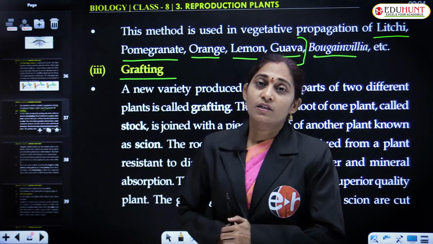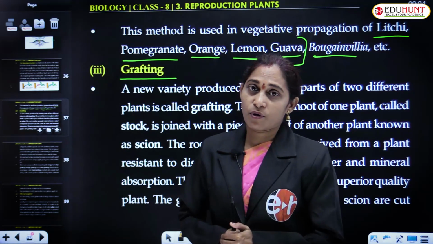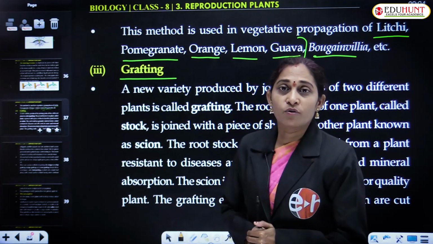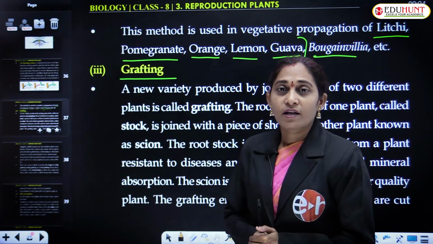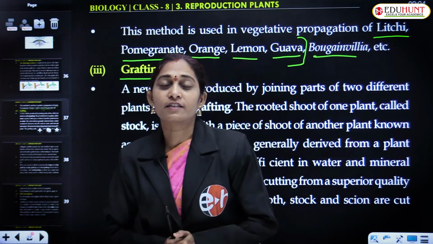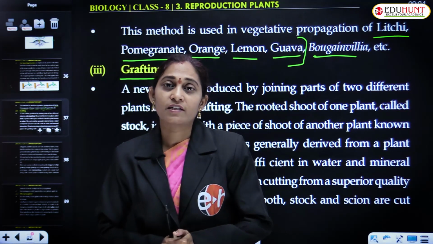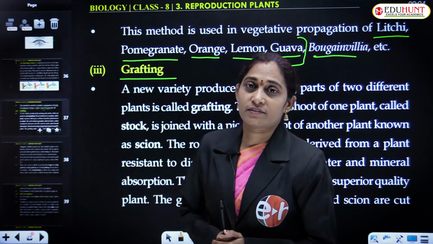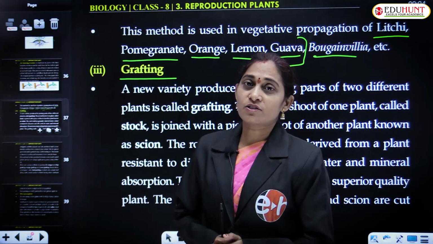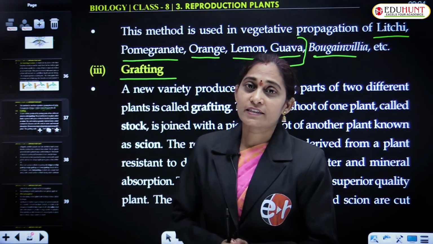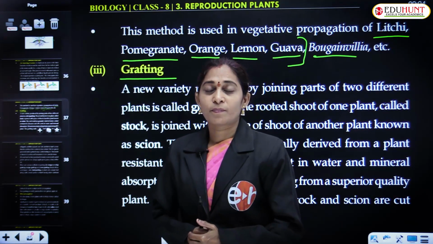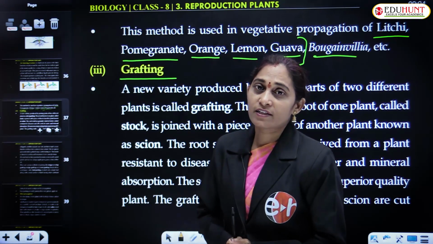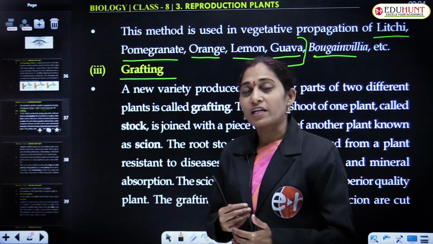While coming to the artificial means of reproduction or vegetative propagation, we follow a process known as cutting. Second is layering. The third propagation method that nursery people follow is grafting. We have seen the first two techniques, that is cutting and layering. In this session, we are going to know the details of grafting and its types.